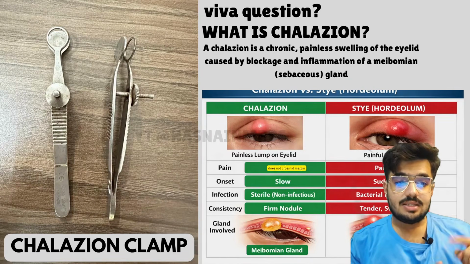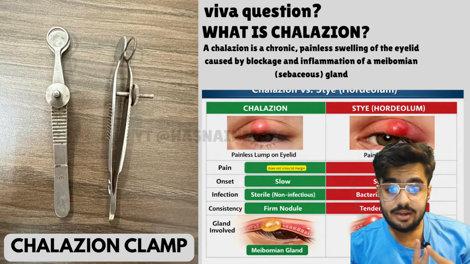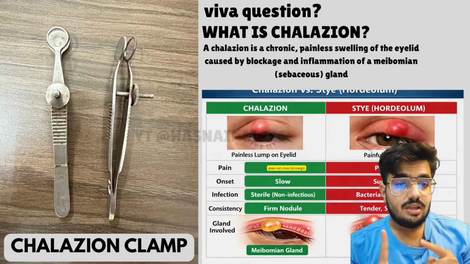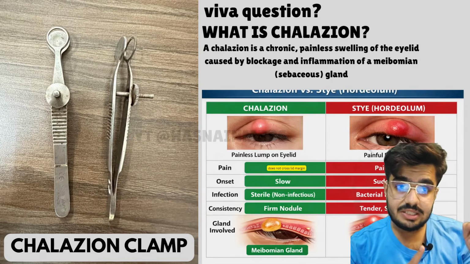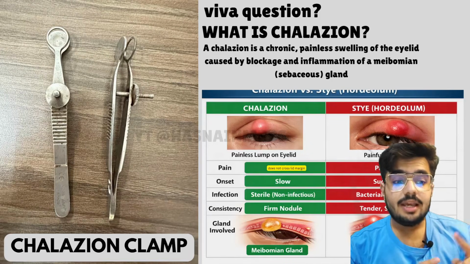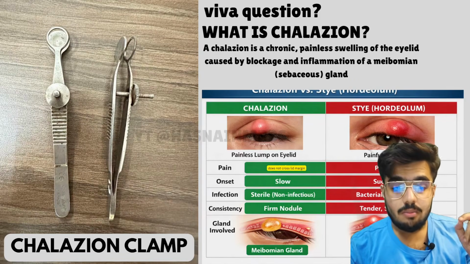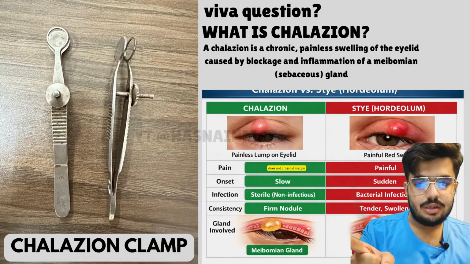But in case of the stye, it's very painful. It is tender and it is a bacterial infection. And in case of Chalazion, it is sterile. It is just the inflammation of the meibomian gland, and the glands which are involved in stye are also different. In stye, the meibomian gland is not involved. The glands of Zeis, also known as the Moll gland, are involved. So this was the Viva question which may be asked from this instrument.